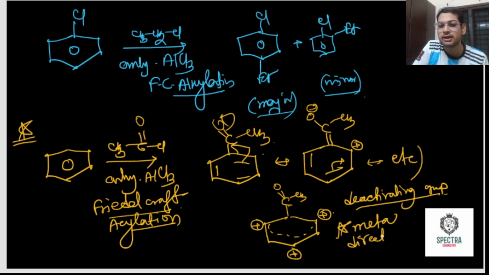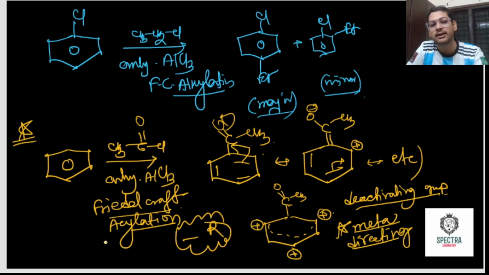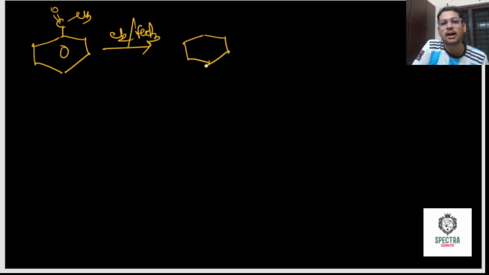I will take a session only based on this thing: what is ortho-para, what is meta directing, all this. But it's a meta directing group because here the minus R effect is operating. Okay? So if this is the case, and you react this benzene ring with C=O CH3, then you do Cl2/FeCl3, then obviously your Cl will come in the meta position. There is no other way. It has to come in the meta position.